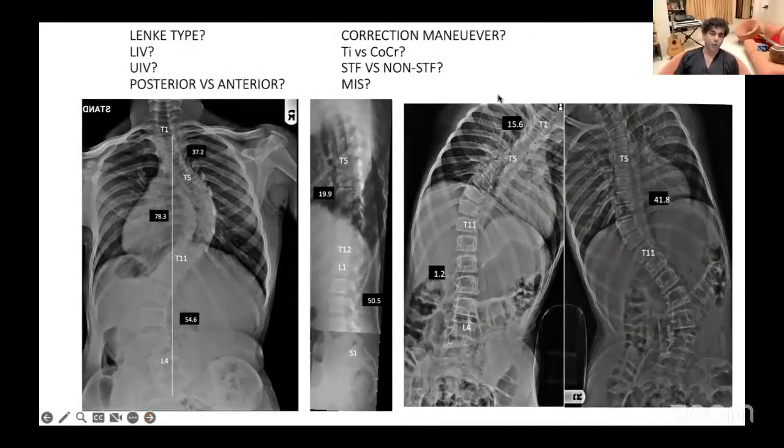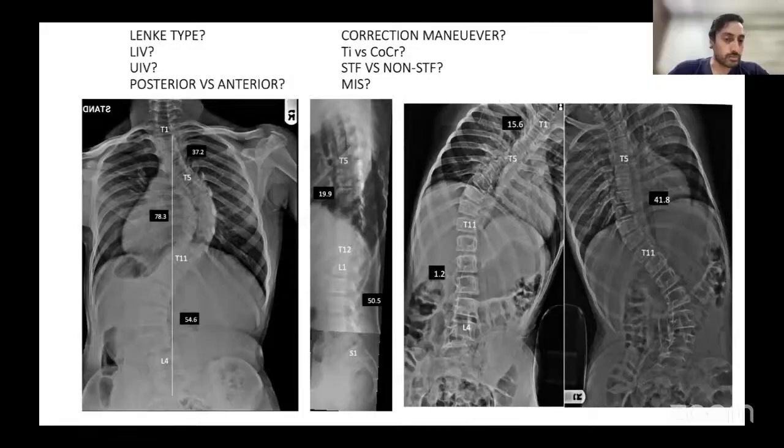And she's a Risser 4, right? She's post-menarchal and Risser 4. I think so, she looks like a Risser 4.